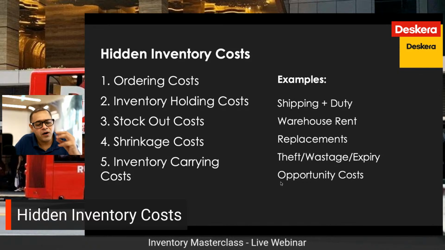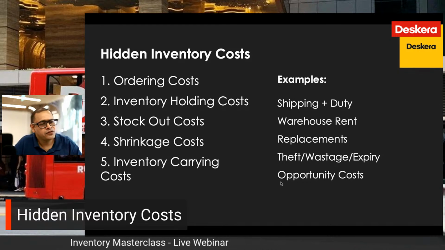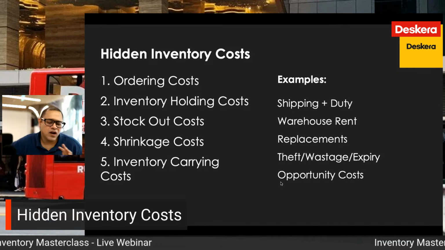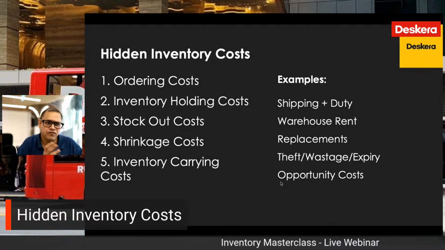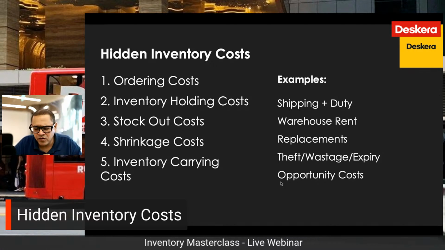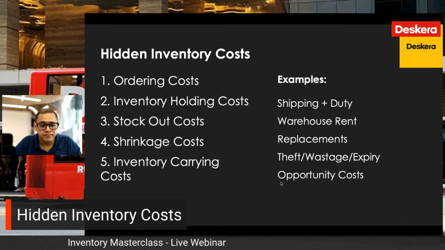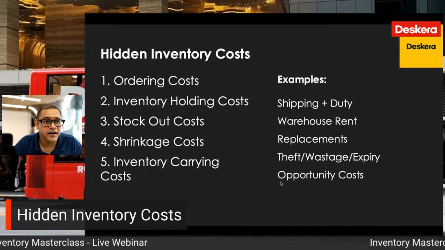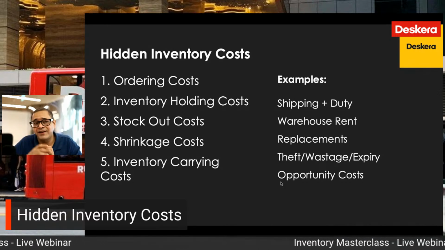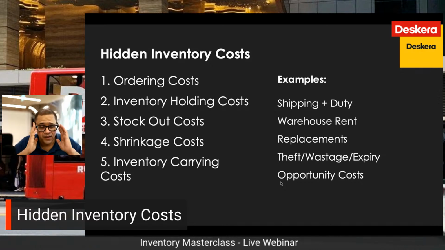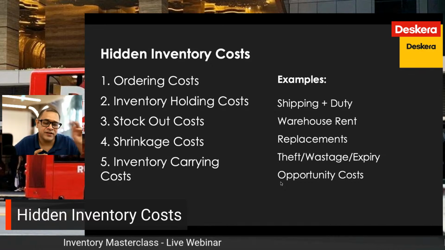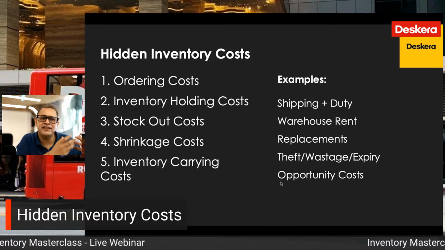Then stock out cost and shrinkage costs. So what is a stock out and shrinkage cost? Stock out is anytime you have to move an inventory out for whatever reason. So one reason could be replacements, right? So you sold something, but that had to be returned, or it had to be replaced. So now you have to do a replacement for that item. So the cost increases.